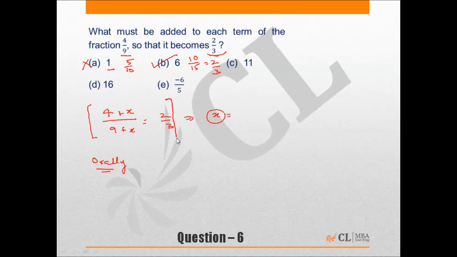Just to repeat, this is not a difficult equation, but this cannot be done orally. This has to be written down by you and then solved. While if you are working with the choices as I just showed you, it can be done orally. Even if you look at the other choices, for example, if you add 11 to the numerator and denominator, 11 plus 4 makes it 15 by 20, which is 3 by 4. So it is something which can be done orally.